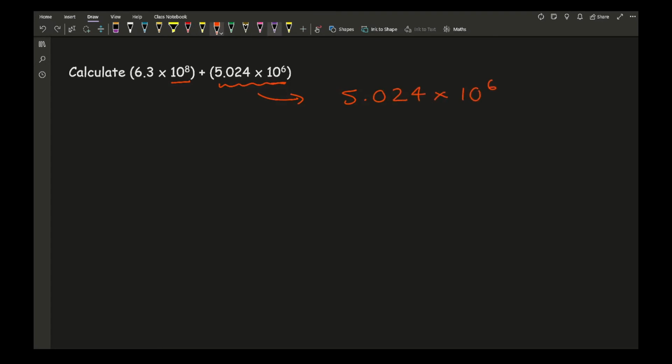Now what I want to do is write this as a number where the power of 10 is 8. The reason why I want it to be 8 is I want it to be the same as the previous number. Now to get from this number to this number, I need to multiply by 10 to the power of 2, which is basically multiplying by 100. Now if I'm increasing this number by 100, then I need to divide this number by 100.